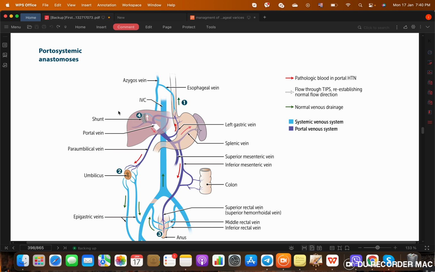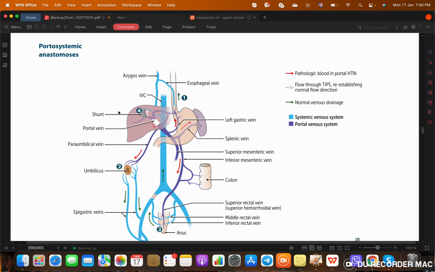Isn't it where they insert the catheter? I'm not sure what you mean by that.